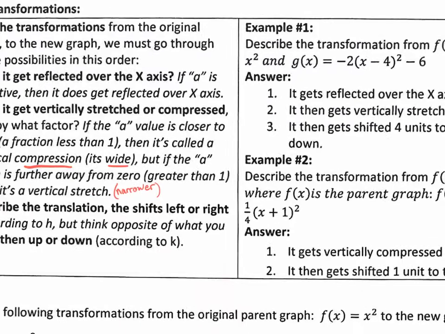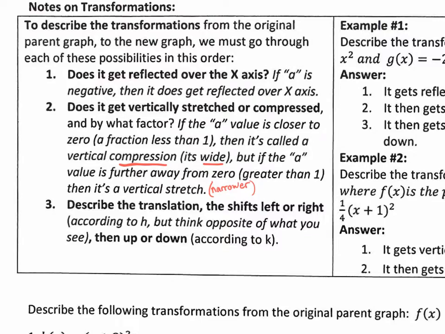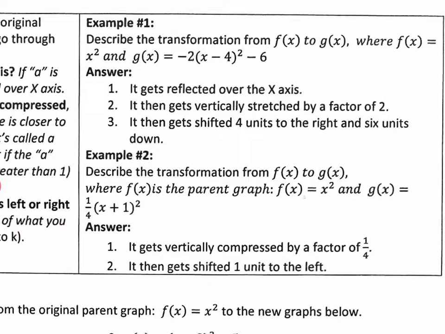So we're going to go through this thought process right here. Number one, does it get reflected over the x-axis? Yes, it does. So that's the first transformation that we write down. It gets reflected over the x-axis. How do we know that? Because the a value is negative. And then after that, you got to ask yourself, what else does the a value tell you? Does this get wider or narrower? It gets narrower. Remember, the closer it gets to 0, that's the one that gets wider. The further away it is from 0, it gets more narrow. But of course, the appropriate words for getting narrower is that it's a vertical stretch. It gets vertically stretched by a factor of 2.